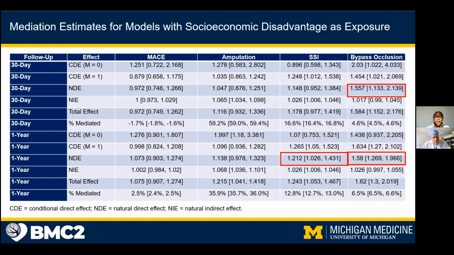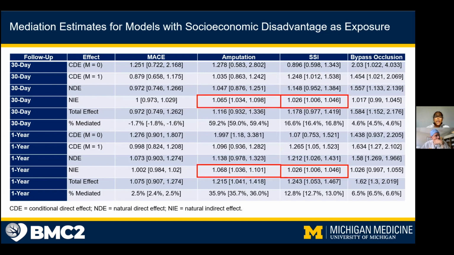There were significant direct effects where patients with the greatest socioeconomic deprivation were at increased odds of bypass graft occlusion at 30 days. And there were increased odds of SSI and bypass graft occlusion at 1 year. There were significant natural indirect effects where patients were more likely to present with CLTI and thus had increased odds of 30-day amputation and 30-day SSI, as well as 1 year amputation and 1 year SSI.